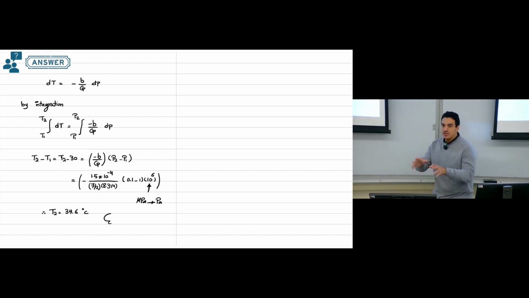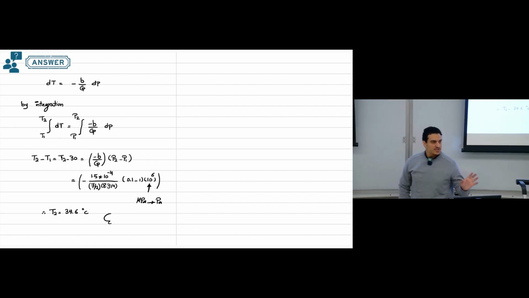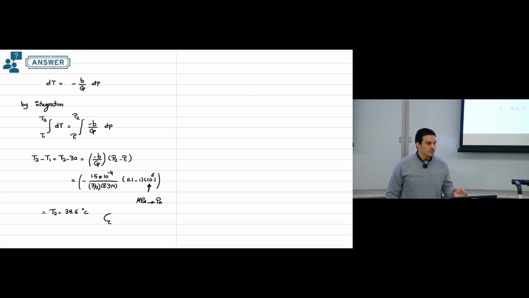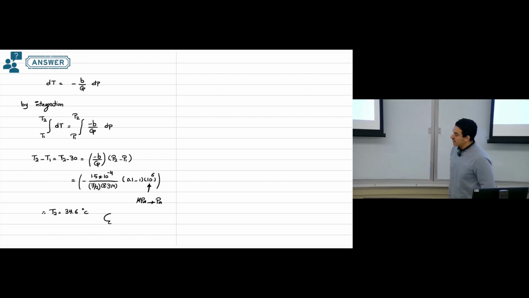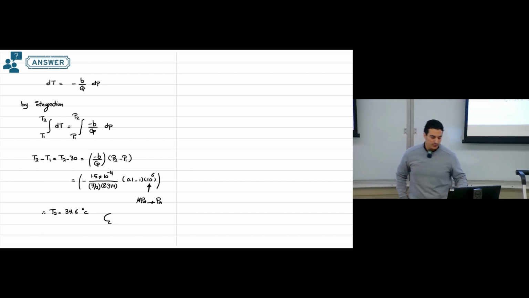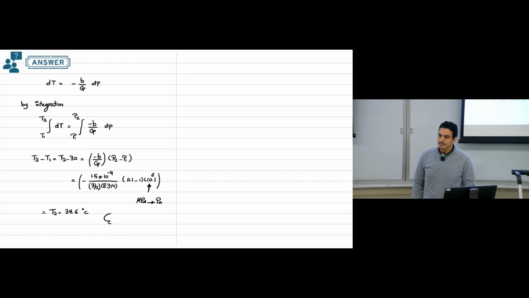So just by changing the way we are modeling the substance from ideal gas to van der Waals: in the first case, as an ideal gas, the temperature difference was 0, so the inlet and outlet temperatures were the same. If we change the way we model the gas and use the van der Waals equation of state, now we have a temperature difference of 4.6. The inlet temperature is 30 and the outlet temperature is 34.6. Clear? Any questions?